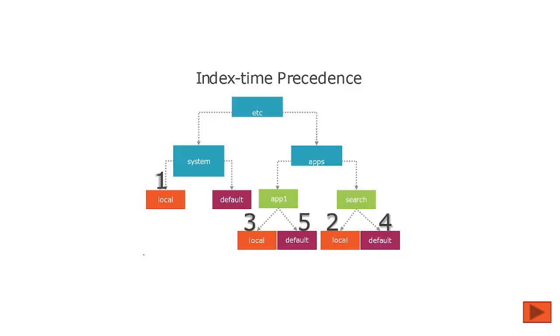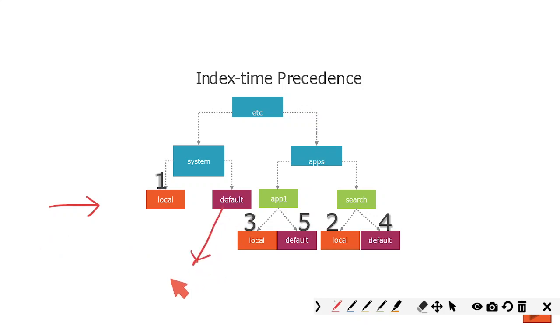I would skip this and we'll try to come back if it is important. So you can see that, when we are talking about index time precedence, I would always say the system local is the mother of all the directories, because this will take the most precedence as compared to the other directories. And I would say your system default will be taking the last precedence.